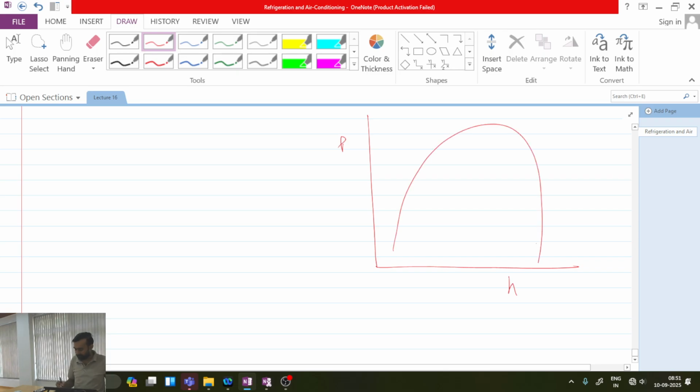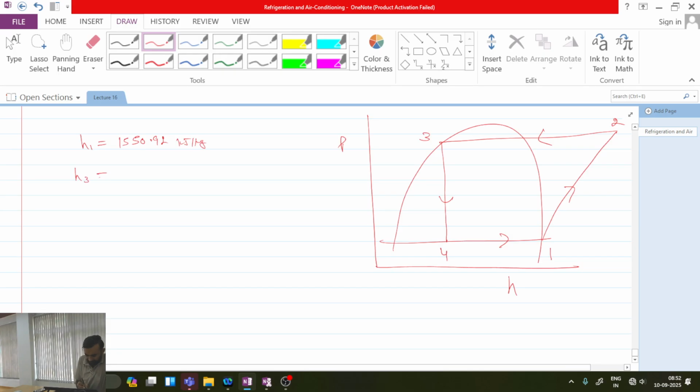Standard cycle. So the evaporator like this: 1, 2, 3, 4. H1 will remain the same. What was the value? Quickly tell me. 1550. And H3 will become the previous H6. What is that value? 533.79. The only thing you need to calculate is point 2.